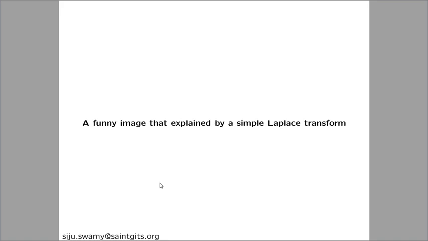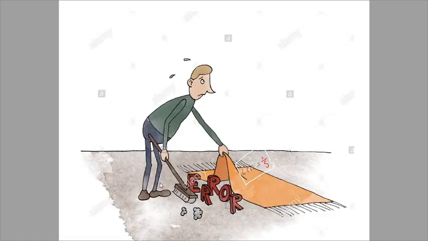Now I am going to show you a funny image that explains a simple Laplace transform. Look into this figure. An employee simply pulls up a carpet and sweeps all the errors into the gap created by lifting the carpet. Now look at the shape of the carpet. This carpet has a particular shape, and it is shown in this orange color. It is actually the Laplace transform of 1. The Laplace transform of 1 is actually 1 by s. The graph of 1 by s gives this structure. So when we pull up a carpet, it creates a Laplace transform, that is the Laplace transform of 1. And so we can use this Laplace transform to create wonderful animations without much effort.